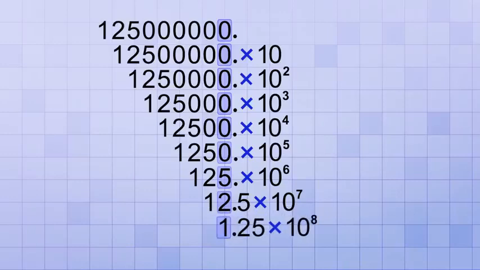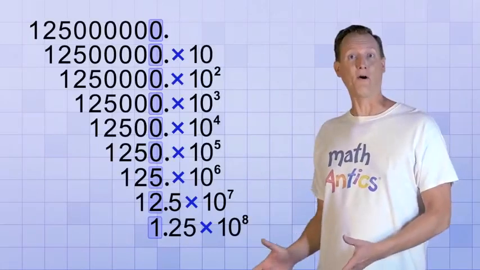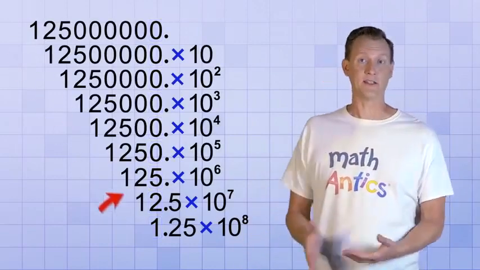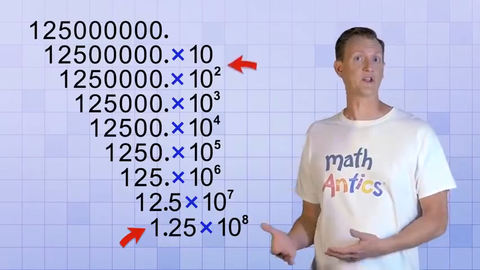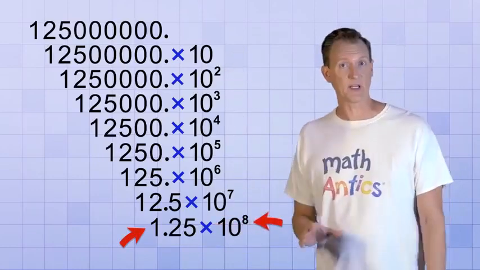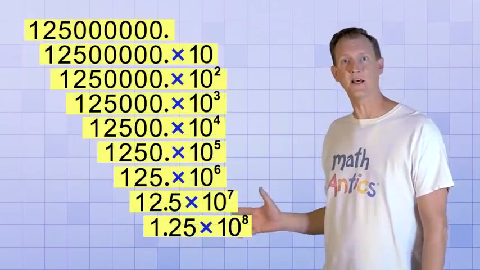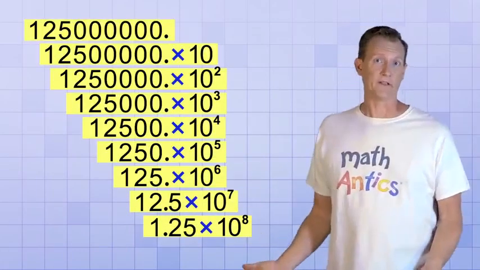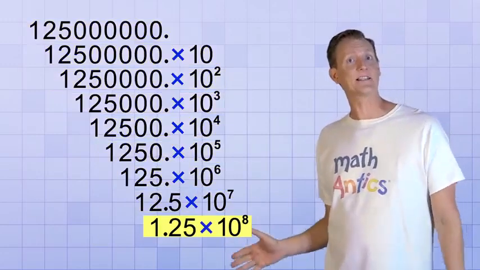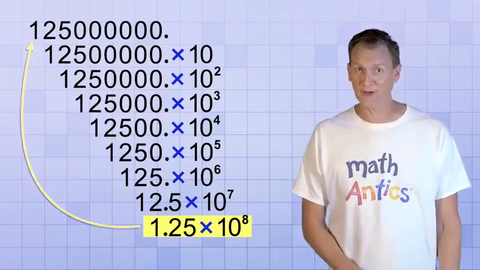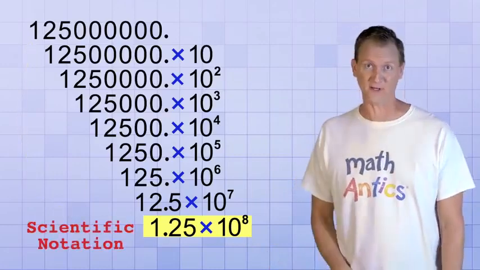And will stop when there's only one digit remaining to the left of the decimal point. Wow, that's quite a pattern. Each time we shifted the decimal, the number got 10 times smaller. So each time we had to multiply by another 10 to keep the value the same. And because we did that, each one of these lines represents the same value. So even though it looks a lot different, this last line has the exact same value as the first one. In fact, it's just the original number written in scientific notation.